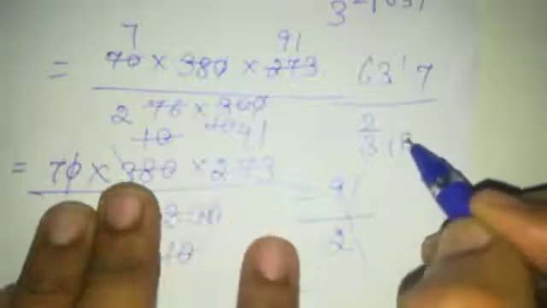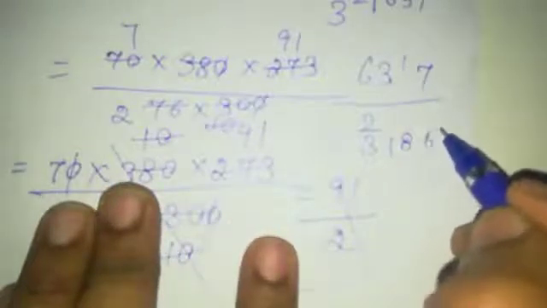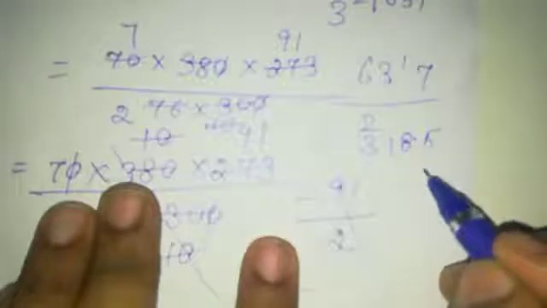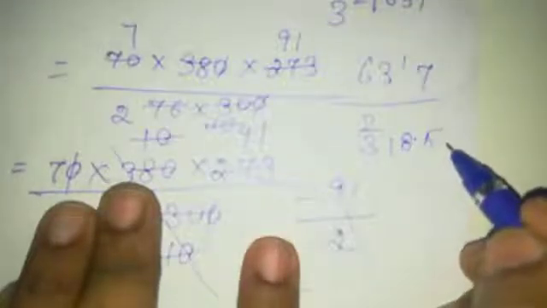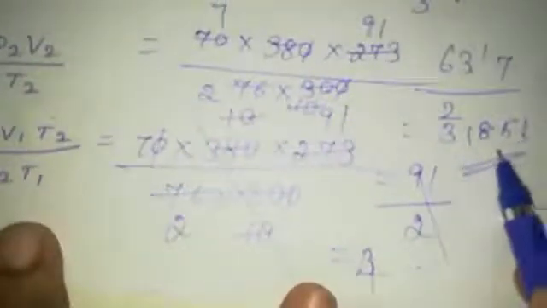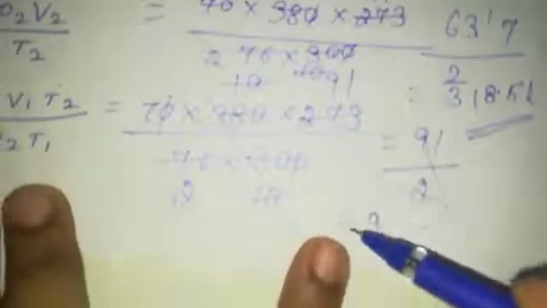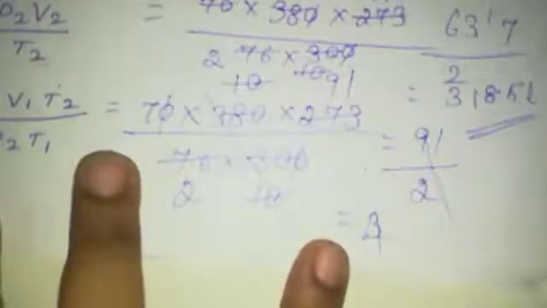2 3s are 6, 3 times, and 2 1s are 2, remainder 1. That is, I am getting 8, then 5. So I am getting 318.5 liters, I think so. Initial volume was taken as 380, but the final volume is considered as 318.5. So the calculation which I have done earlier is correct only. The same calculation you will be getting.